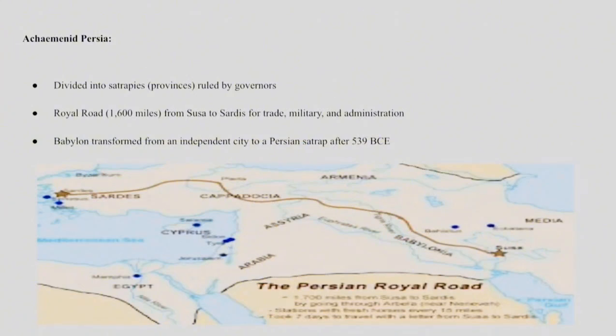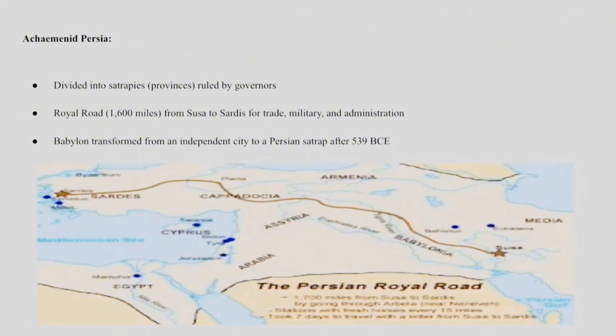Now I will talk about the Achaemenid Empire, which existed from around 550 to 330 before the Common Era. It was founded by Cyrus the Great and became one of the first empires to unite many different religions under one system. They divided the empire into provinces called satrapies, each ruled by a governor. To control this huge area, King Darius built a royal road about 1600 miles long, which helped with trade, communication, and moving armies.